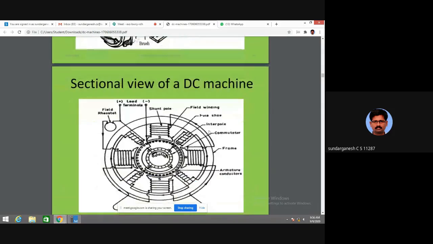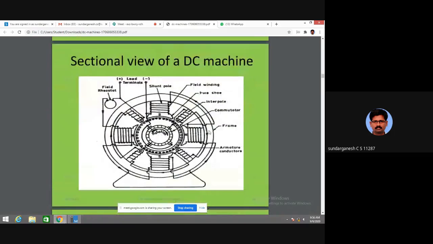Next is the sectional view inside a DC machine. We are seeing a view of a DC machine. These big poles, N, S, N and S, make up the stator. It is not two coils; this may be four poles. We call each one a pole: north pole, south pole. Here there are two north poles and two south poles.